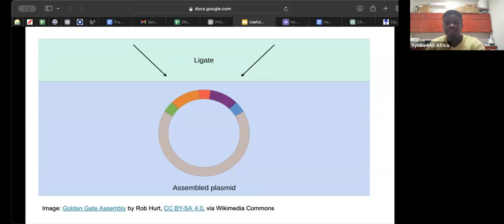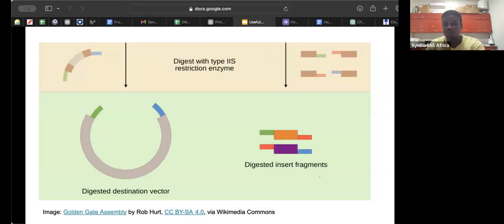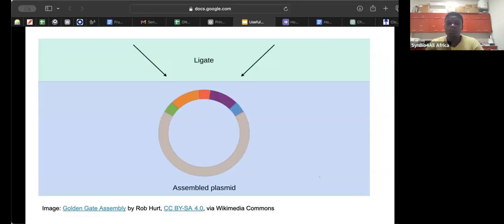Right, so up here, you digest your backbone and then you digest your DNA fragments, you digest the backbone, and then here you do the ligation. Now, what you use to do the ligation is what we call the T4 ligase. Commonly the T4 ligase, but there's also the T7 ligase, but most commonly what we use is the T4 ligase.